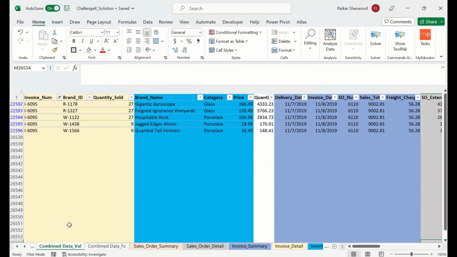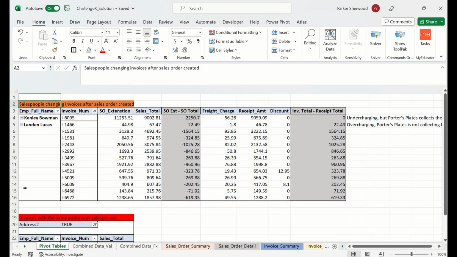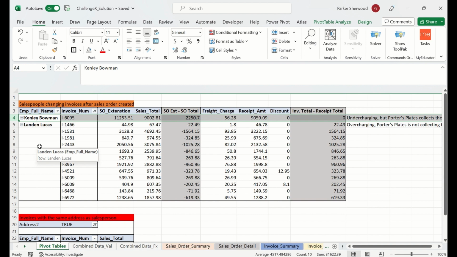I also made a copy of it that is simply values, and I've already filtered this a little bit, but you can tell that there are no formulas in here, just values, and I used this sheet to form my pivot table. So moving over to my pivot table, here we see some salespeople are changing the invoices after the sales orders are created. This first person, Kenley Bowman, is undercharging.